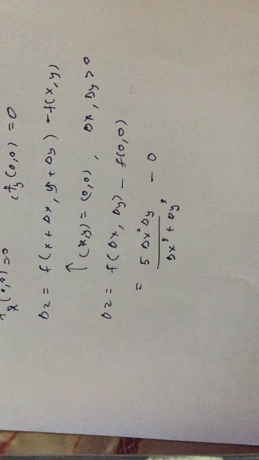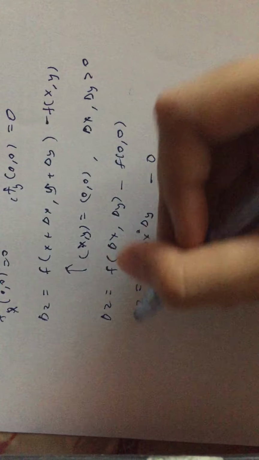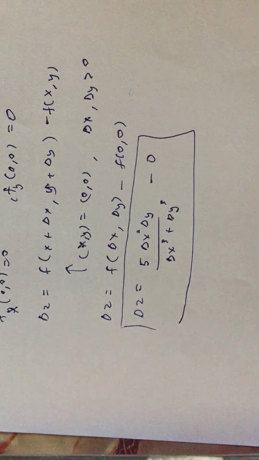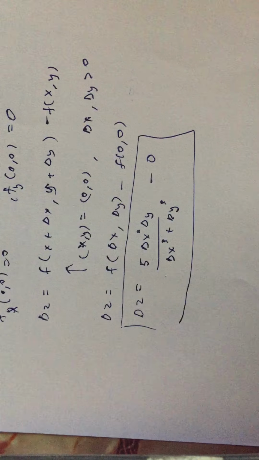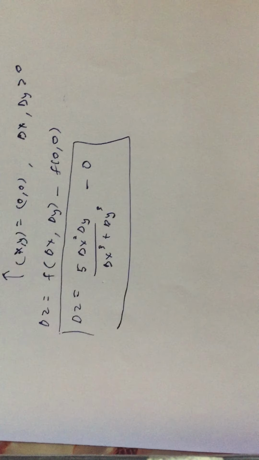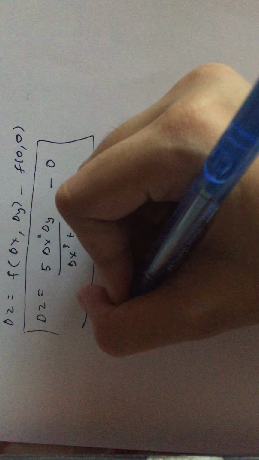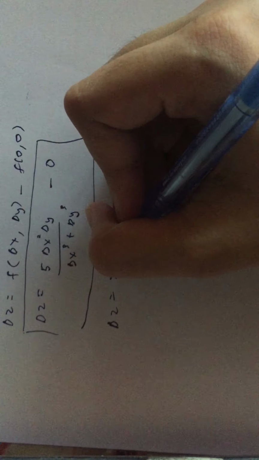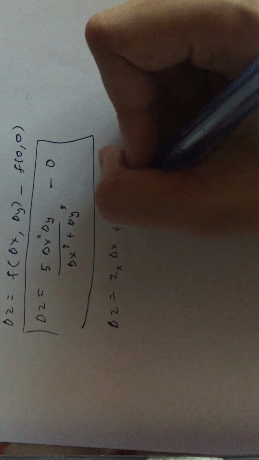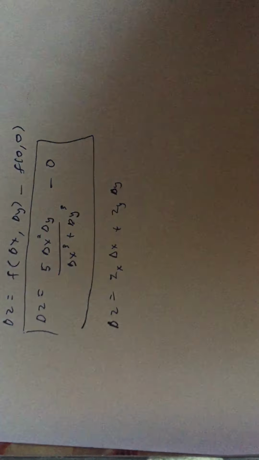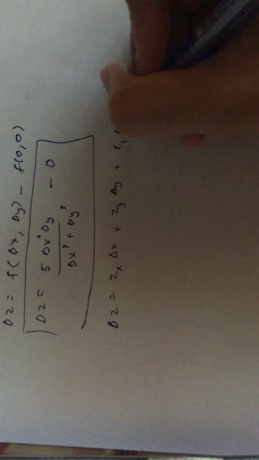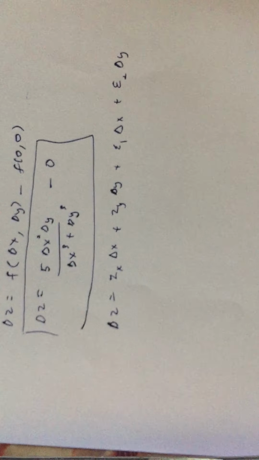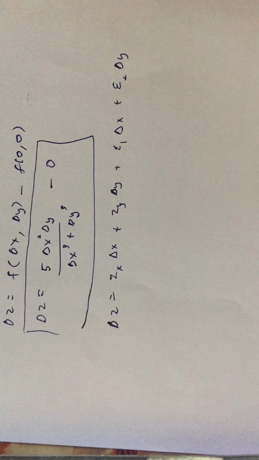Okay, so now we have delta z is equals to this. And then kalau ingat balik, there's another formula untuk delta z. So kita tengok another formula. So delta z is equals to zx delta x plus zy delta y plus epsilon 1 delta x plus epsilon 2 delta y. So this is another formula untuk delta z.